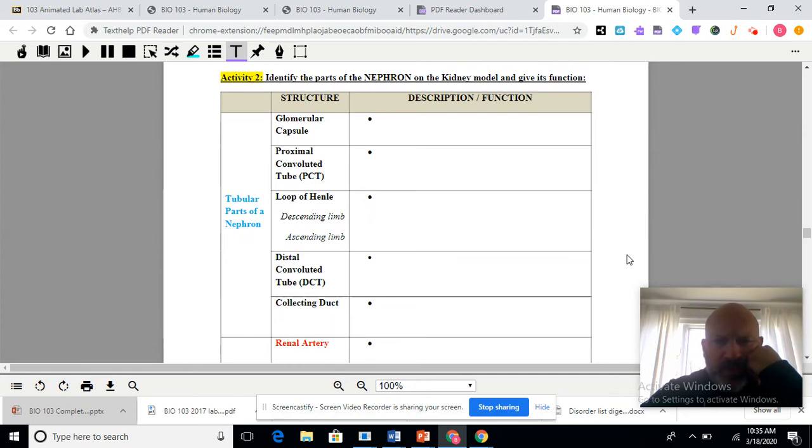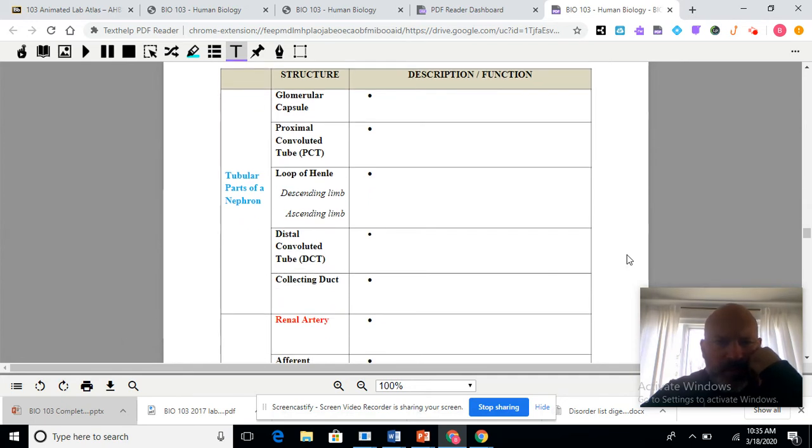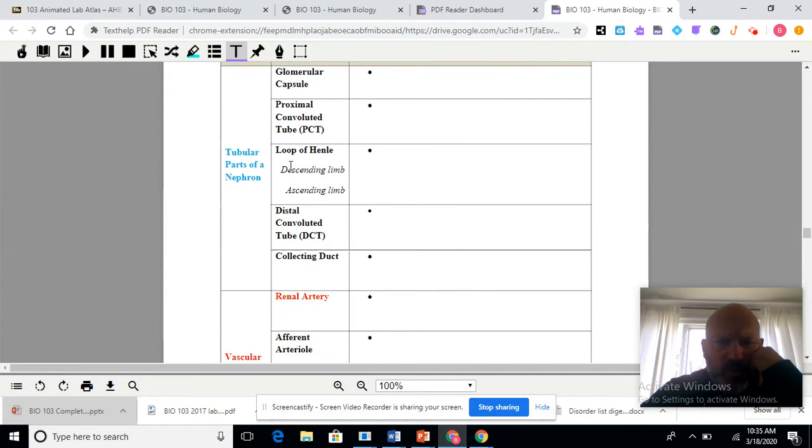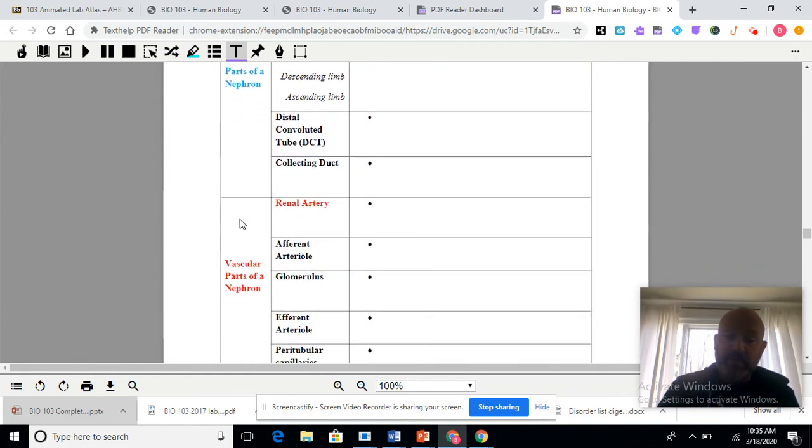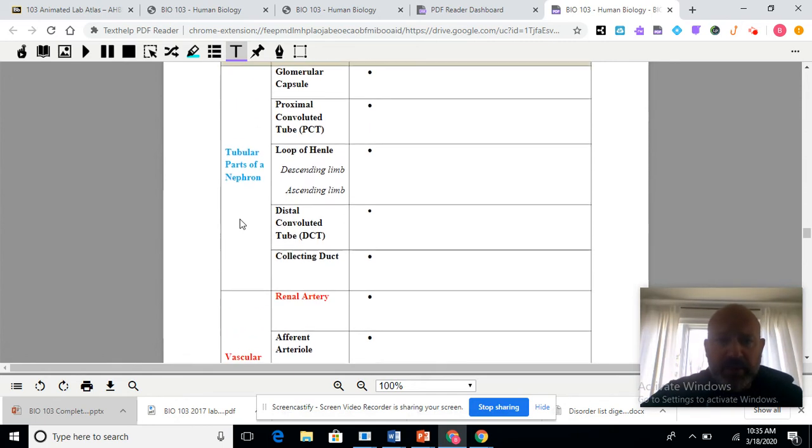So what are we going to do about these descriptions here? What do we have here? We have tubular parts, and then we have vascular parts. The tubular parts are the parts of the nephron. As the blood is coming into the kidney, the tubular parts are collecting the contents from the blood and removing those contents. The vascular parts are the blood vessels that bring unfiltered blood into the nephron, and then after the blood is filtered, allow that filtered blood to exit, bringing it back into circulation.